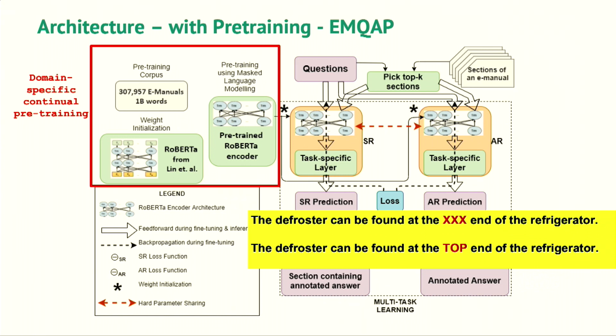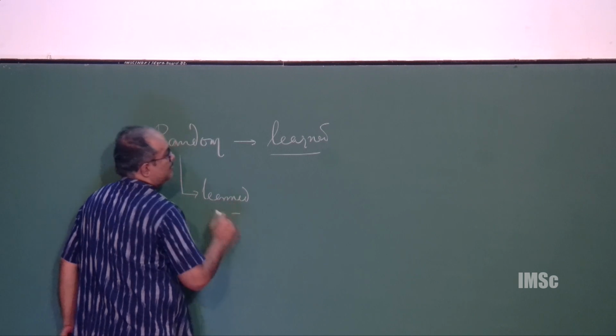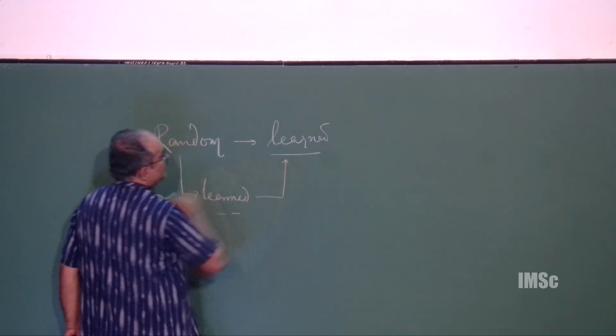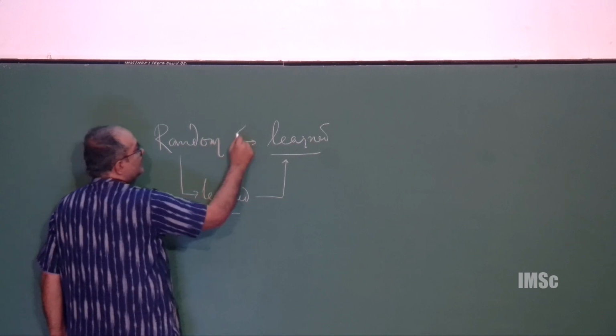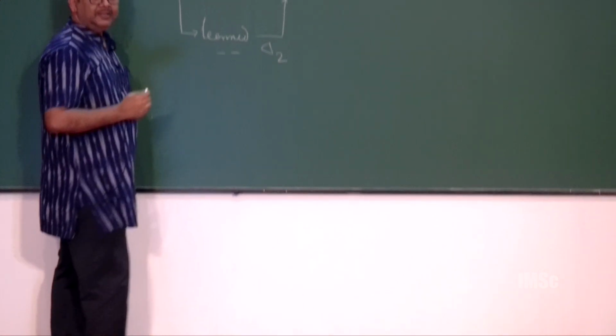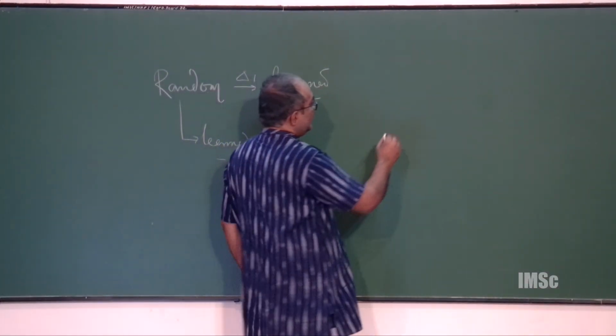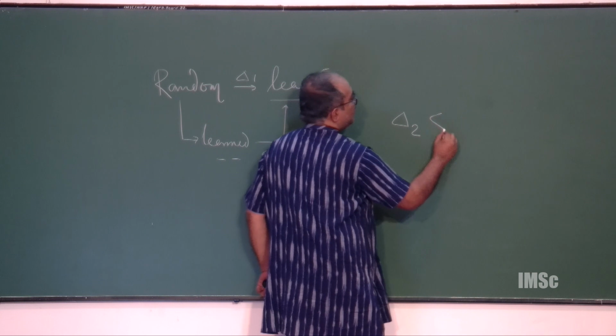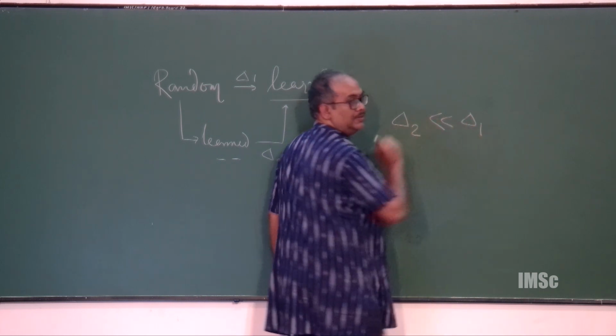So what happens when we do this on this data, on this network? It doesn't stay random. It is in a situation which I can call learned minus minus. Now think carefully. If the distance from here is delta 1 and from here is delta 2, then what can we write? That delta 2 is much less than delta 1.